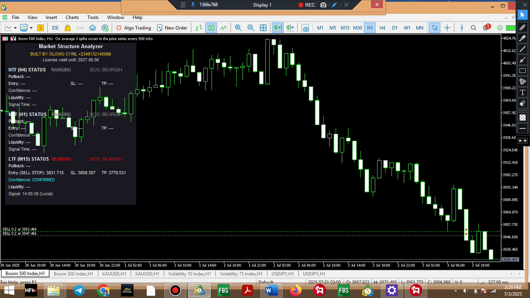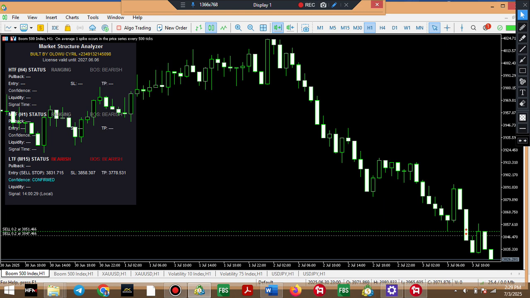Now you can see that on this version 3 it gives a sell signal, right? A sell stop signal, which I entered, is currently on right now. The reason is that it has calculated, it saw that the higher time frame was bearish. There was a bearish BOS, though currently it looks like it's ranging. There's a bearish BOS.